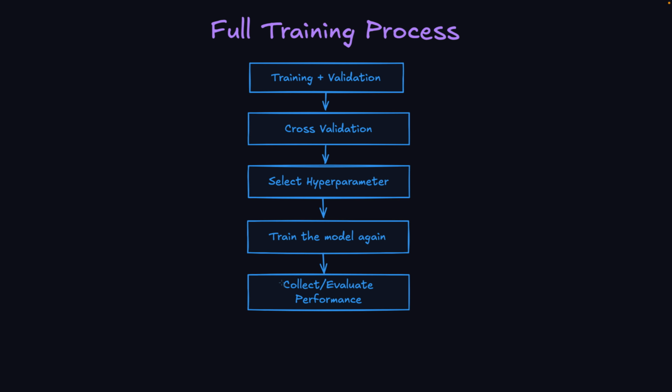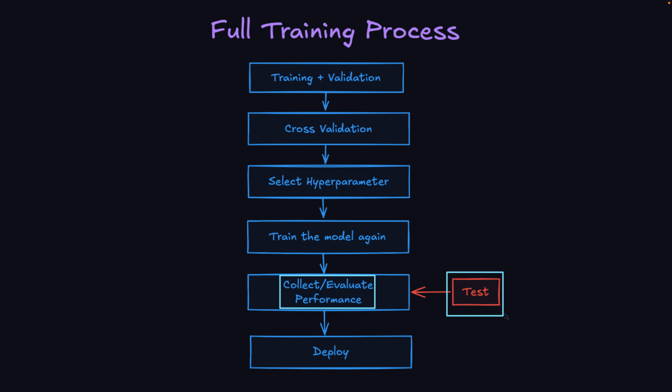Okay. Then we collect the performance of that model using the test dataset. So once the model is finalized, we know this is the final model that we are going to publish. We want to share the performance of that model to the outside world, right? So for that, we use the test dataset. So this is the only place where we will use the test dataset. So test dataset will not influence the model training process.